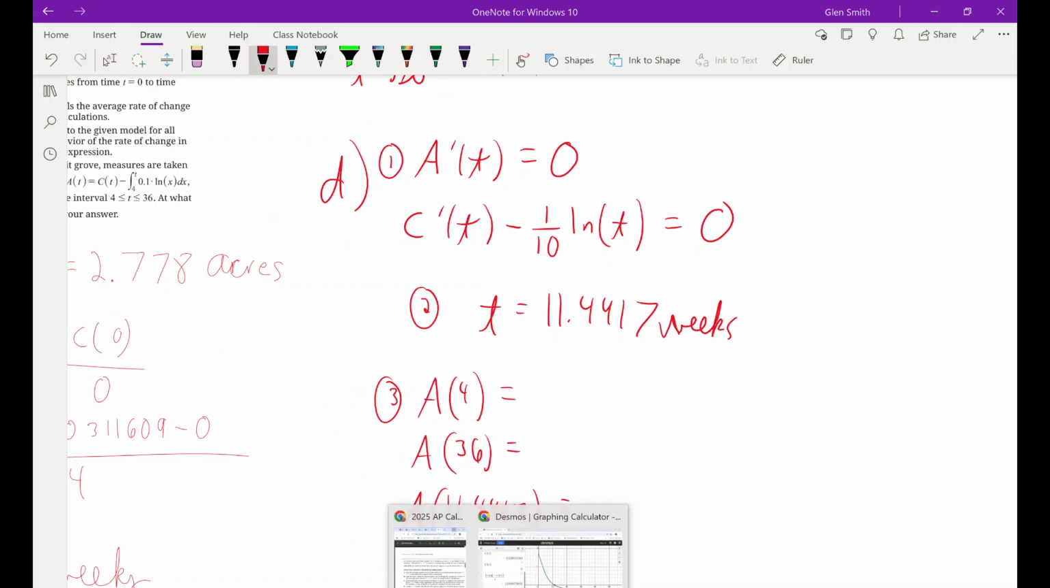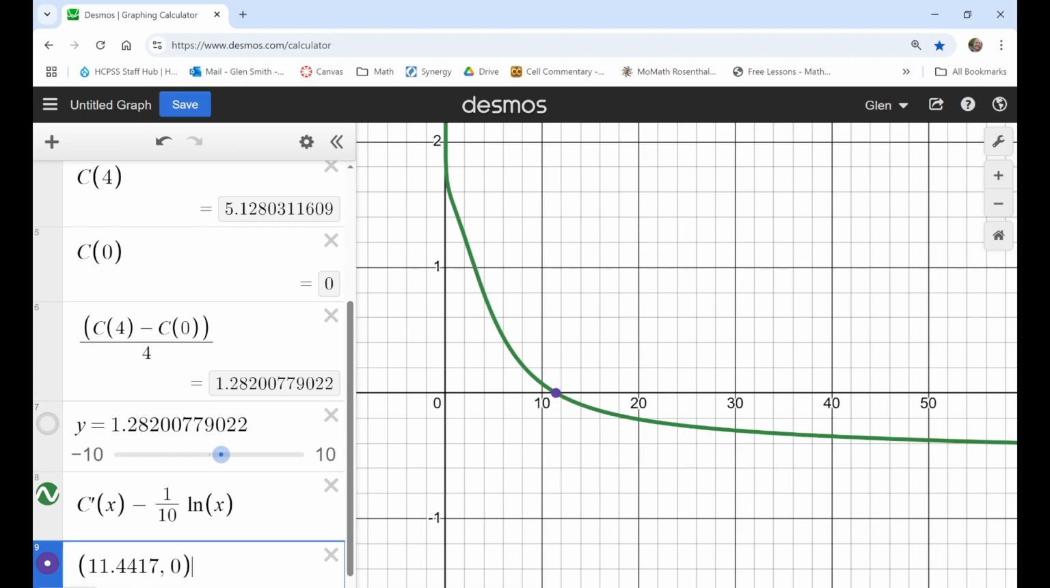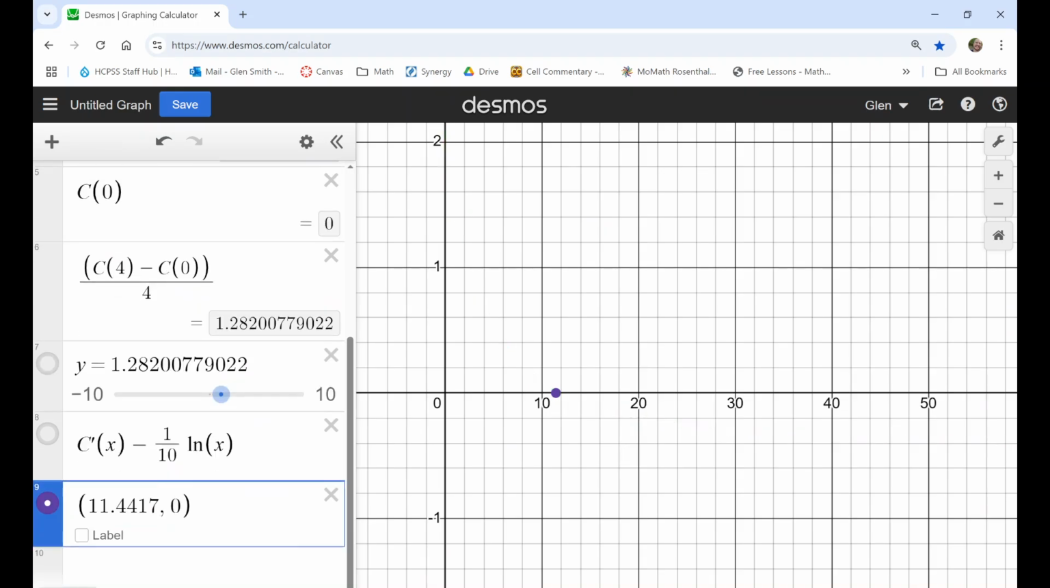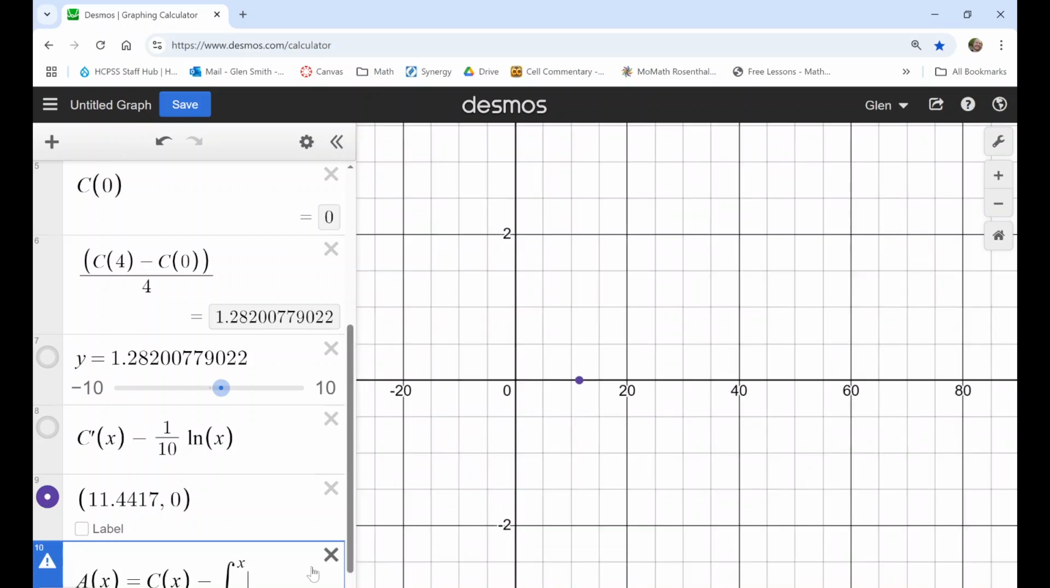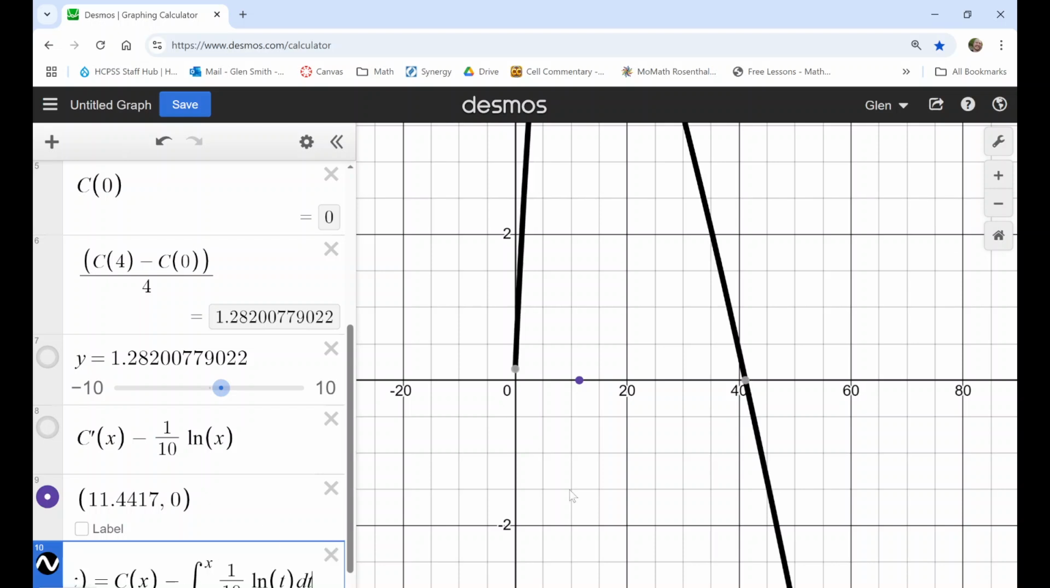So to do this, though, we've got to hop on to Desmos again and talk about what A is here. Luckily, we can type this right in Desmos. So A of t is just C of t. So I'm going to turn this off here. I don't care about you. So A of t equals, I'll use x here, equals capital C of x minus the integral from 4 to x of, I think it was 1/10 ln. I've got to do a t in here for this to work out.